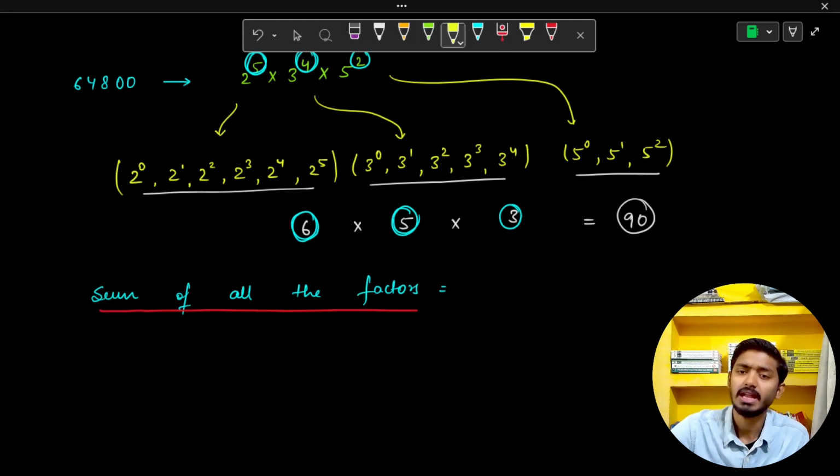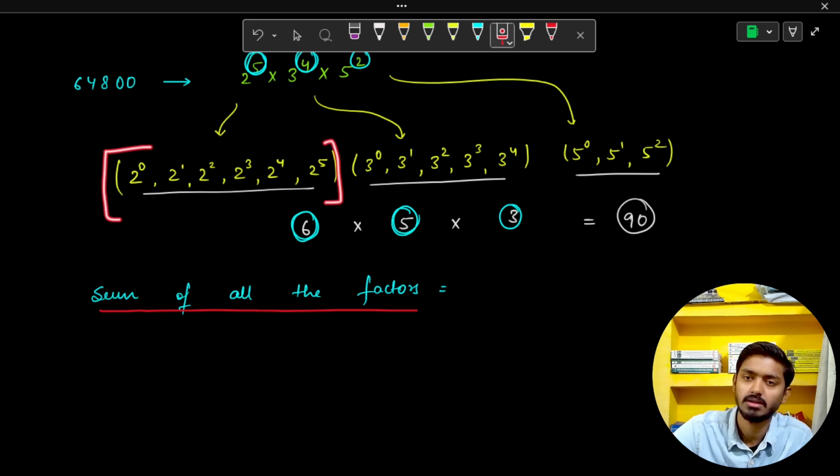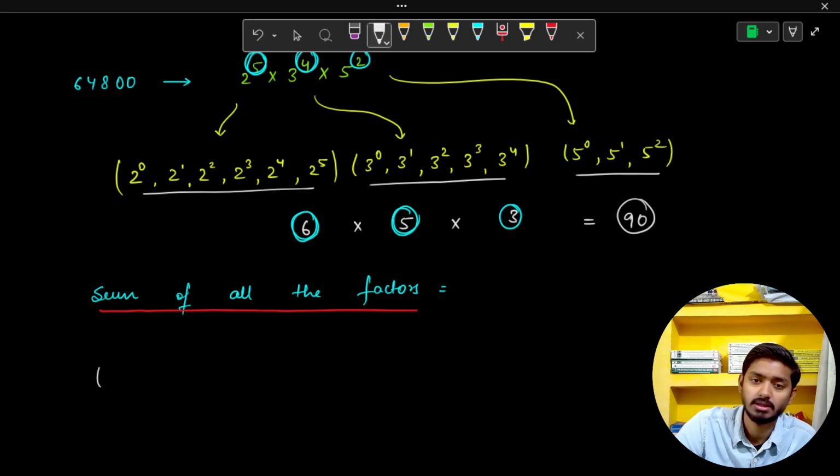Now, we can be asked to find the sum of all factors. We learned how to find the total number of factors, but we can be asked to find the sum of all factors. How do we do so? Very simple. We learned that these are all the factors of 2, 3 and 5 respectively. We just add them in order to find the sum of all factors. What we say is, let's start with 2 to the power 0, add all the way up to 2 to the power 5.